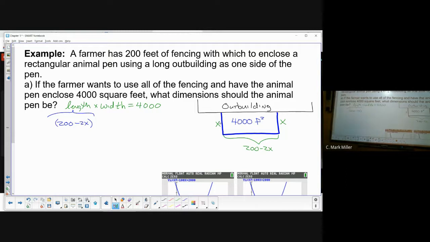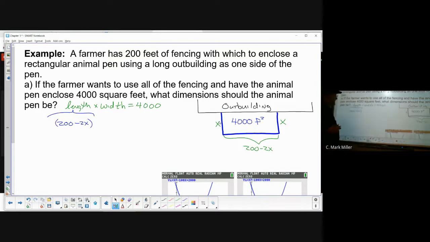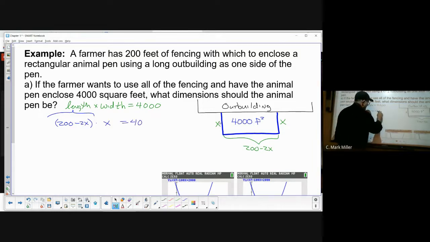And you want to know what the dimensions are. What dimensions should the animal pen be? Well, you see that the area of the animal pen depends on how far you come out from the building. And if it's rectangular, those two have to be the same. So that's the length times the width equals 4,000.